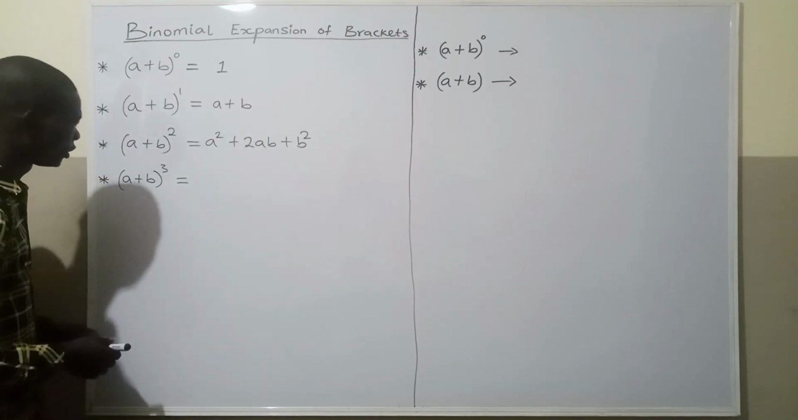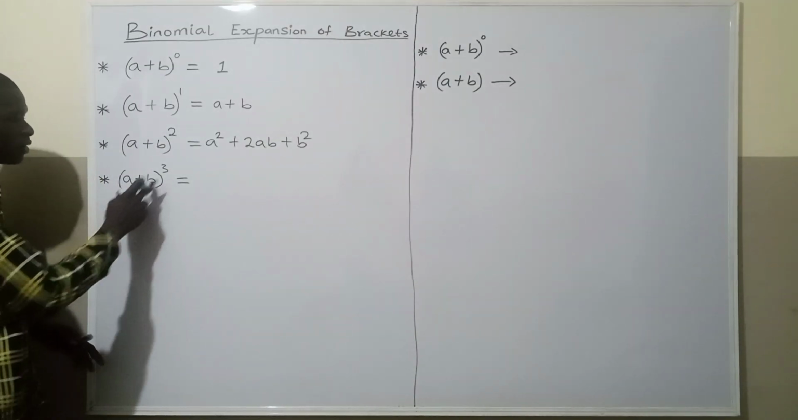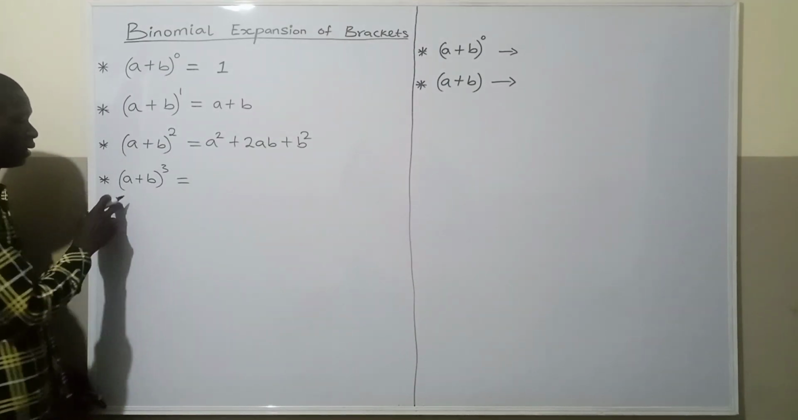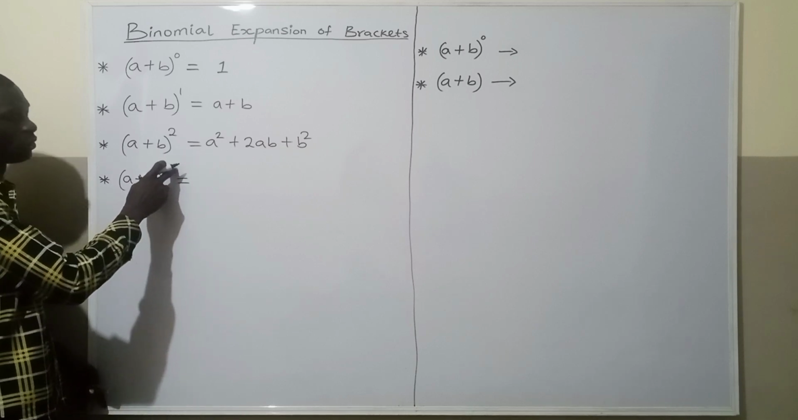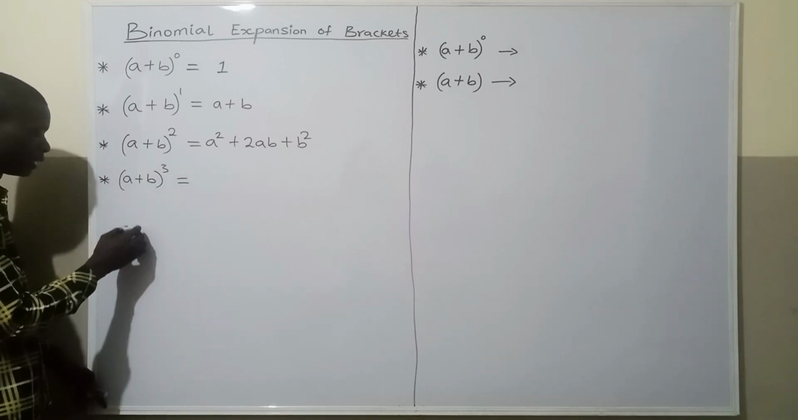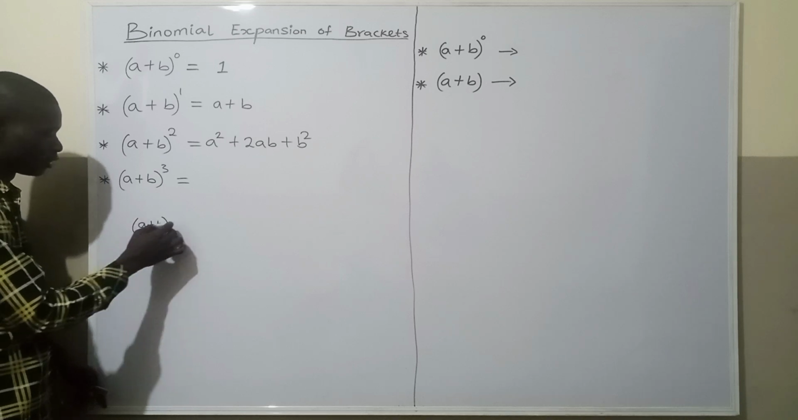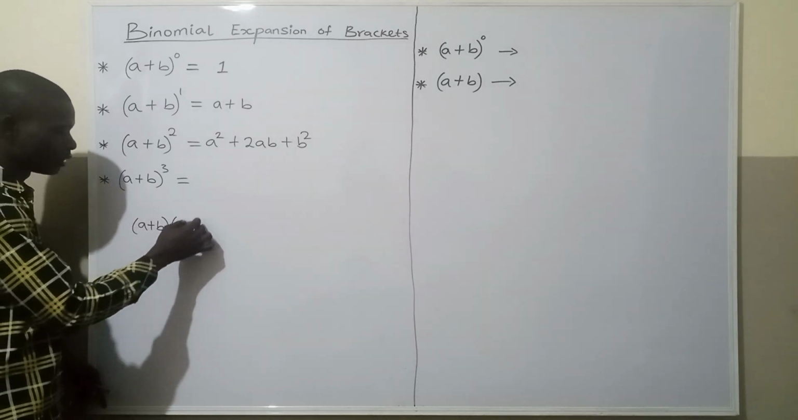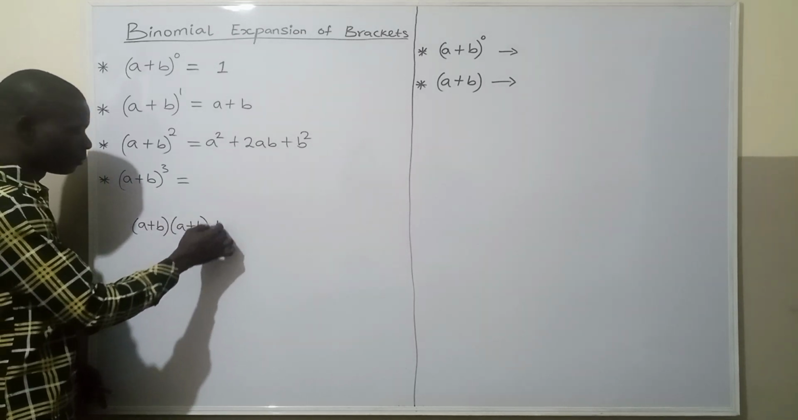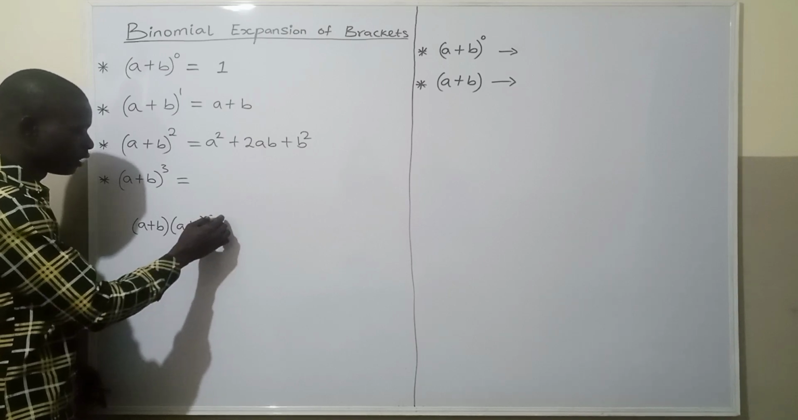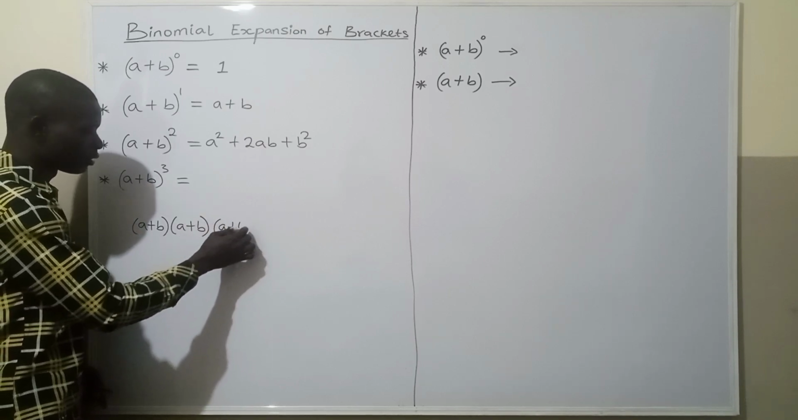Now we have the third question, which is a plus b raised to power 3. By a plus b cubed, or a plus b raised to power 3, what we mean is a plus b in the first bracket multiplying a plus b in the second bracket multiplying also a plus b in the third bracket.